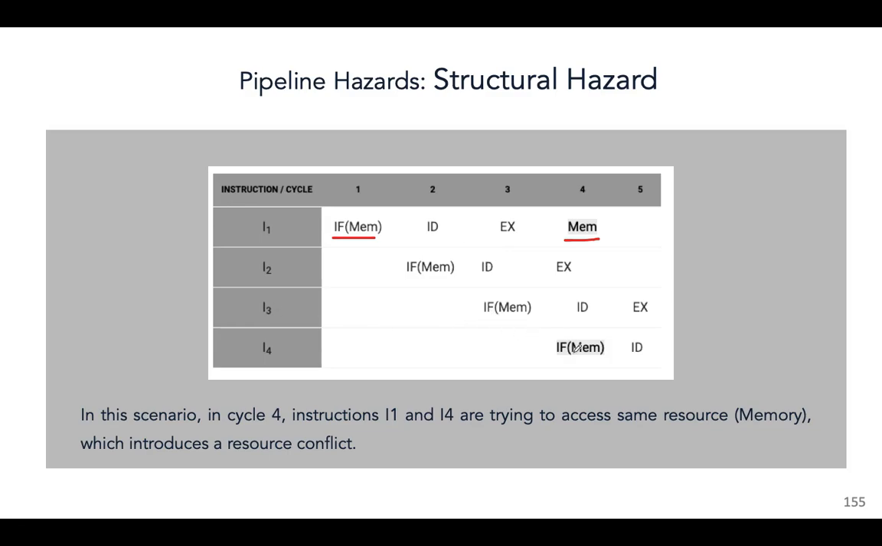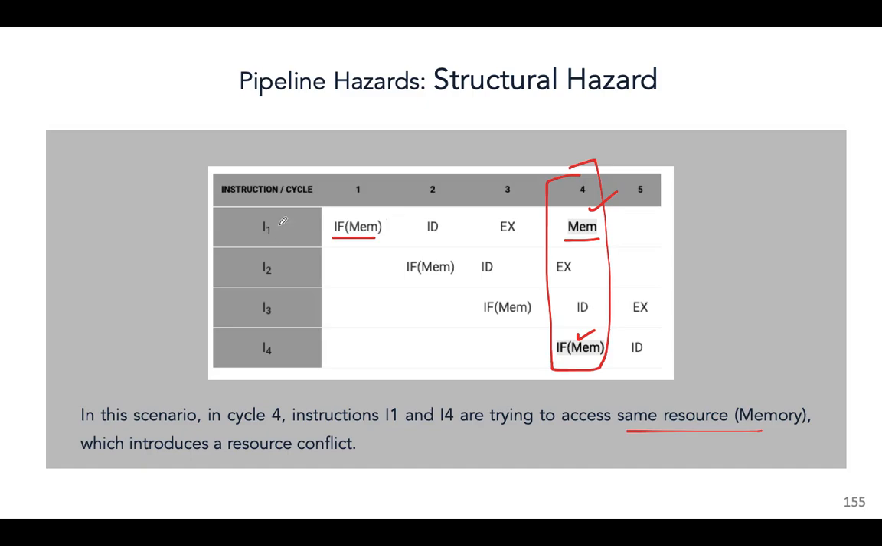Now if you look at this scenario, in cycle 4, the first instruction is trying to write its result. This is the final stage of this instruction. So basically, after execution, it might be trying to write the results of its operation into memory. The idea is memory is being accessed. And then during the same cycle, instruction 4 is being fetched from the memory. Now you see, both of these operations are on the memory. They are trying to access the same resource. The resource in this case is memory. So there is a resource conflict.